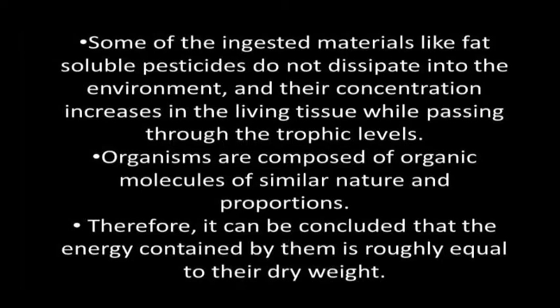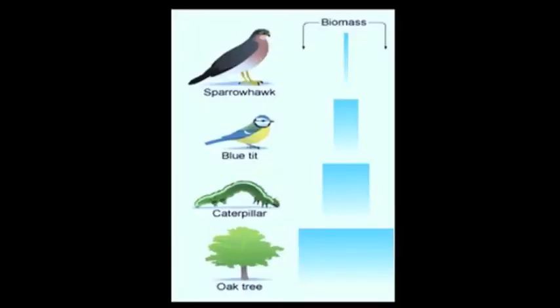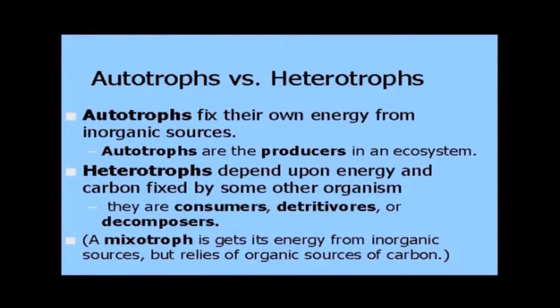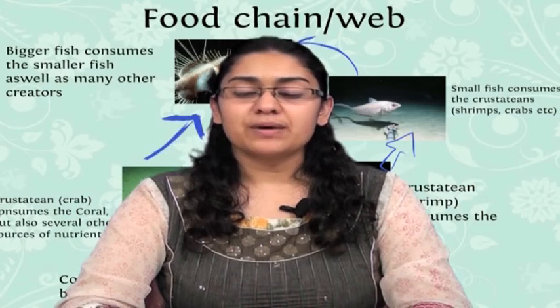Organisms are composed of organic molecules of similar nature and proportions. Therefore, it can be concluded that the energy contained by them is roughly equal to their dry weight. The product of multiplying the census of a population and the average weight gives the approximate weight of the population and is called the biomass, also known as the standing crop. It decreases with movement up the food chain from the autotrophs that are responsible for making the organic molecules in the first place. There are two structures of biomass pyramids.